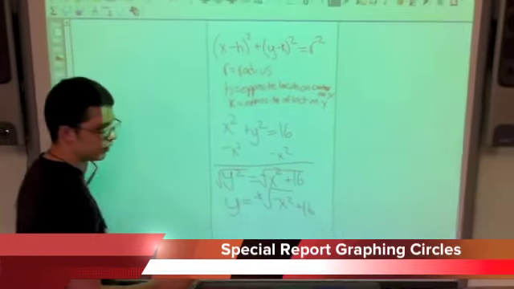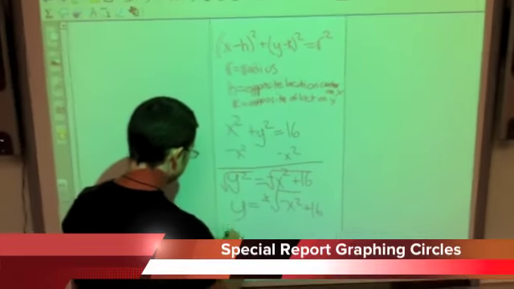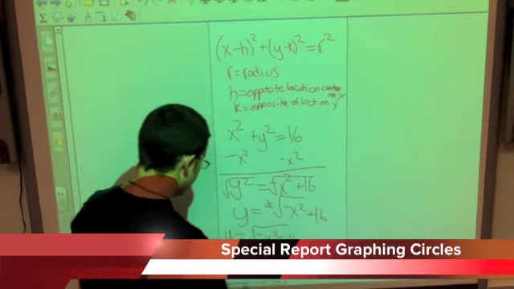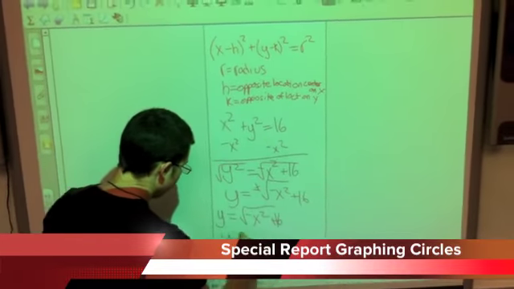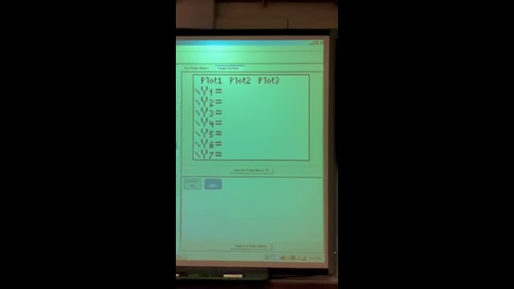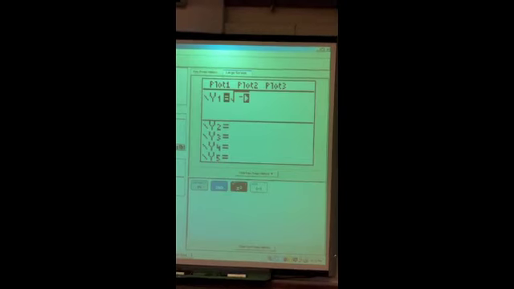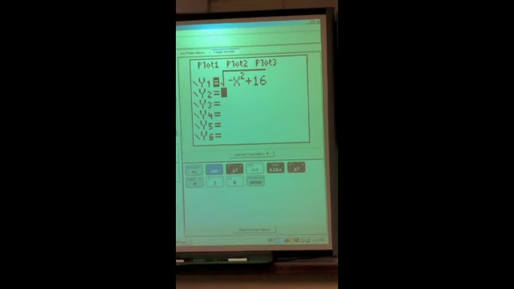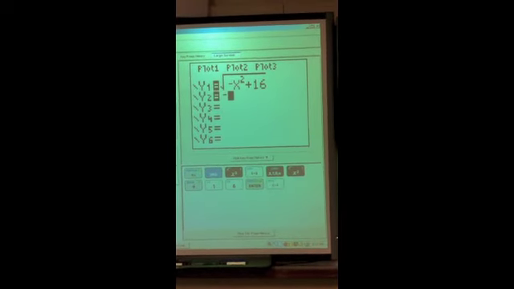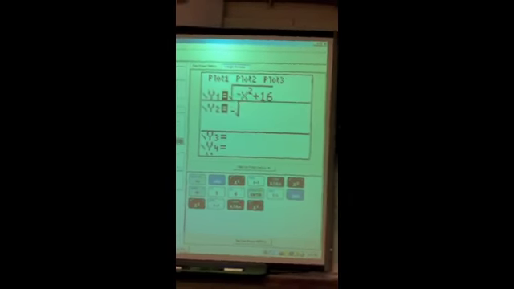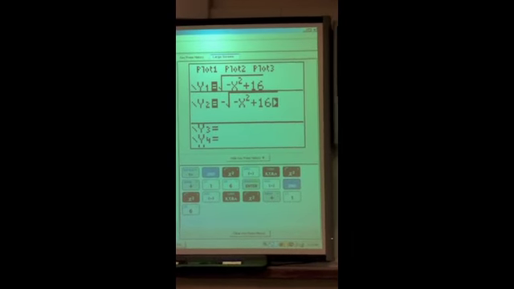Now when you enter these in the calculator, you're going to use two different equations. So you're going to use y equals the square root of negative x squared plus 16. You're also going to use y equals the opposite of the square root of negative x squared plus 16. For the first equation, you're going to want to hit second, square root, negative x squared plus 16. Now you're going to enter down to the next y equals and go negative, second, x squared, negative x squared plus 16 to get your two equations.